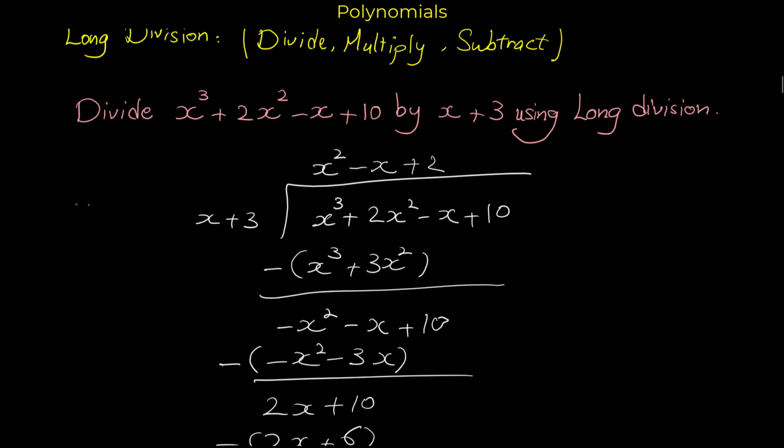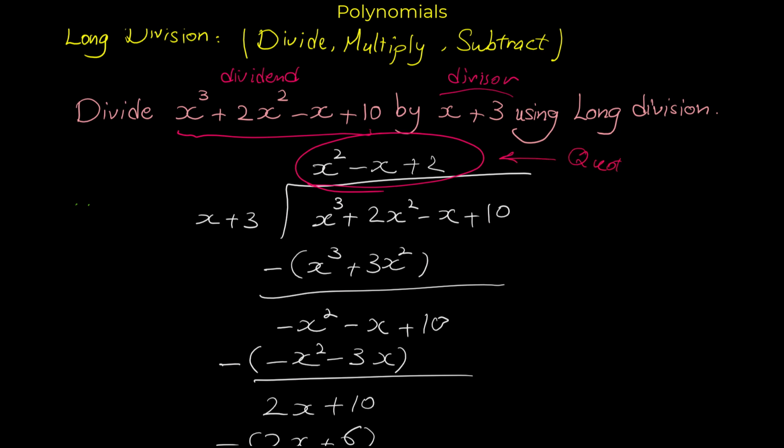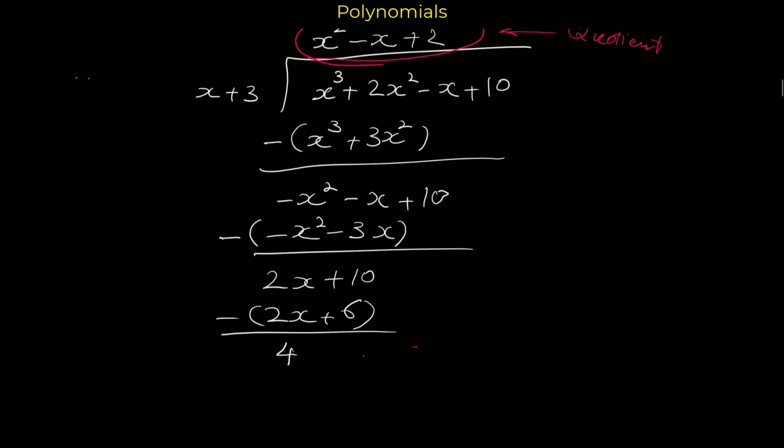Back to our story. Now we know that when we divide this, which is the dividend, by this divisor, we get this answer, which we name the quotient. And we get this remainder. These are very important things in a long division.